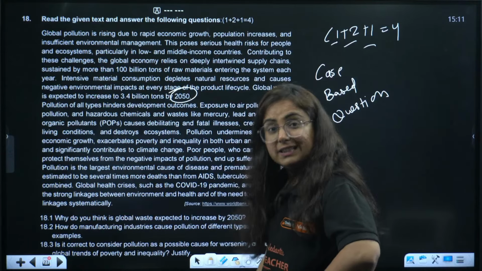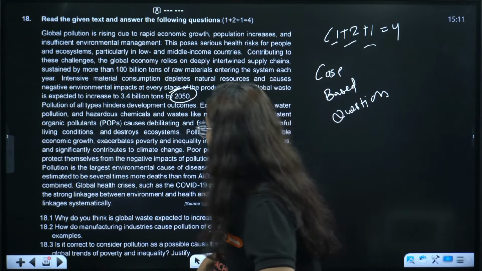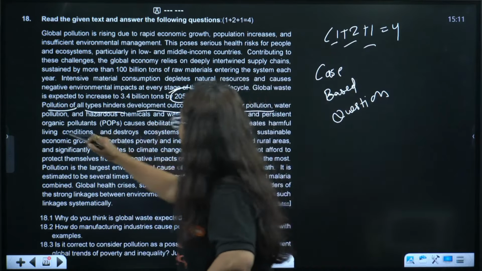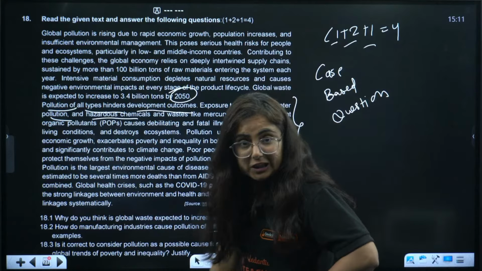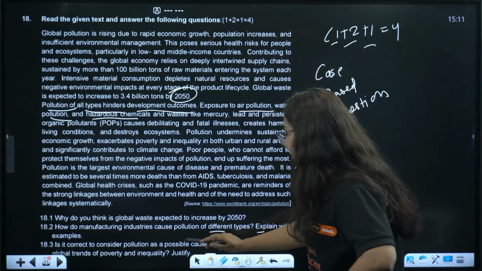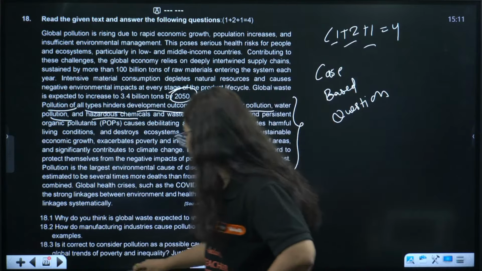Fine, get it? This is the correct way. How do manufacturing industries cause pollution of different types? Explain with examples. Pollution of all types hinders development. Exposure to air pollution, water pollution, hazardous chemicals. This particular statement talks about pollution. Write it. Third: is it correct to consider pollution as a possible cause for worsening of the current global trend? You need to answer yes or no and give the reason yourself. In this, you need not read the entire paragraph and waste your time.